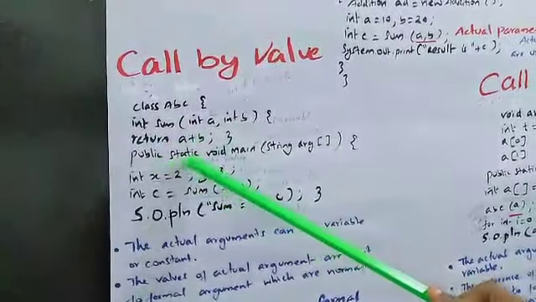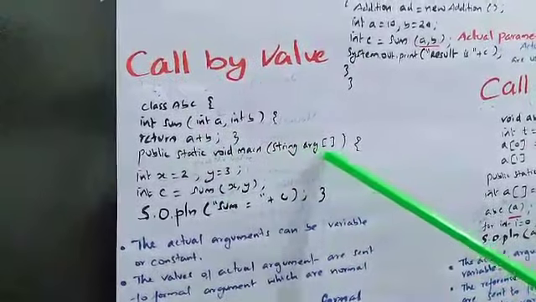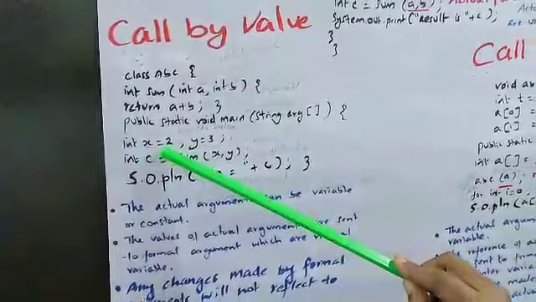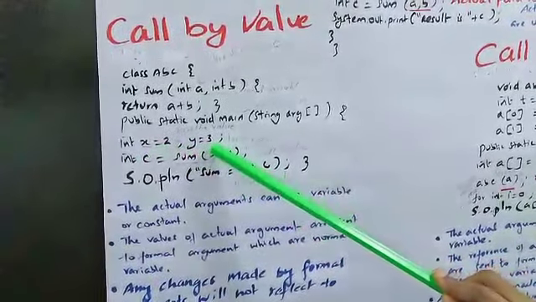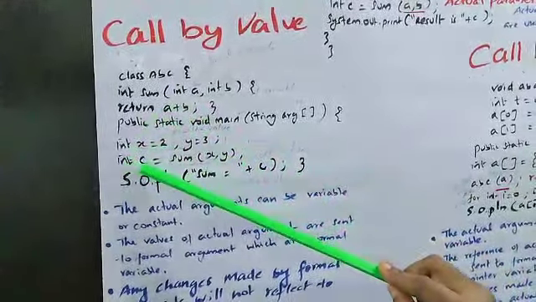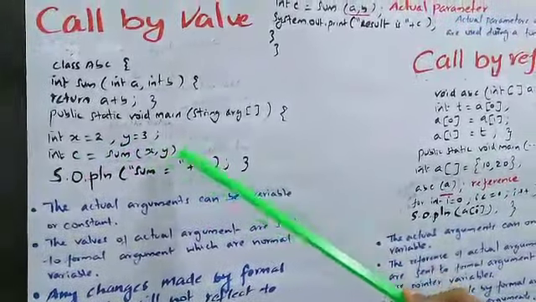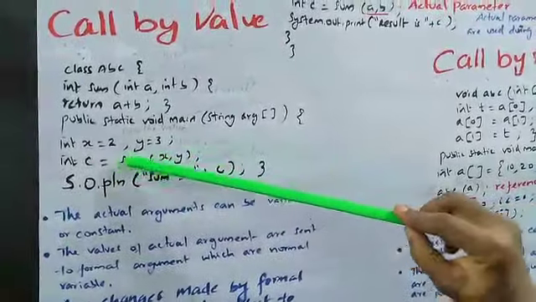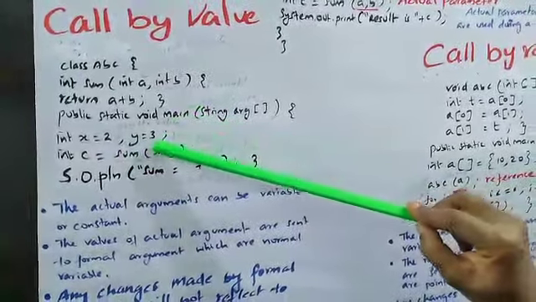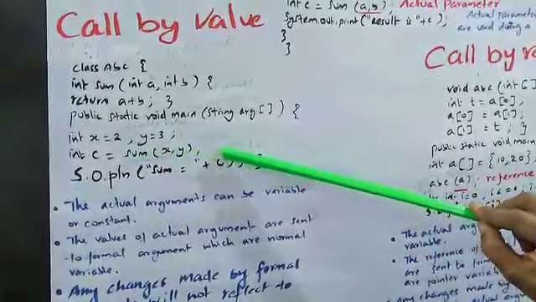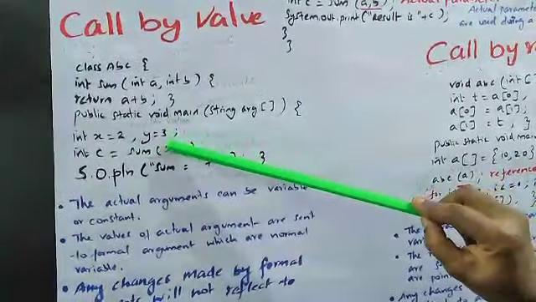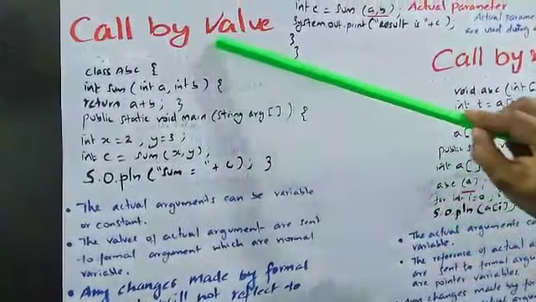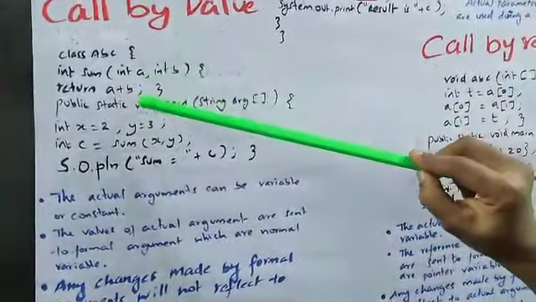Then we have public static void main string args, that is our main function. Now we take int x is equal to 2, y is equal to 3. Again one integer type we have taken, int c is equal to sum x plus y. Here sum x plus y is a function call. Here we are calling a function. These are our actual parameters, and these actual parameters are passed to the formal parameters.